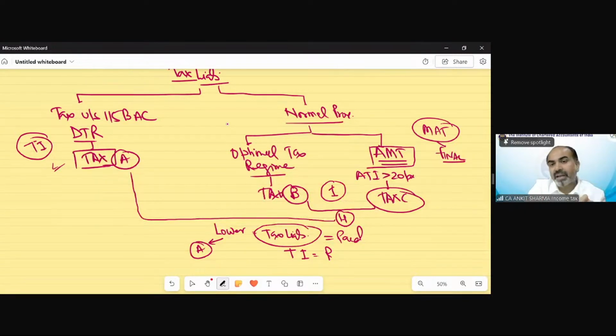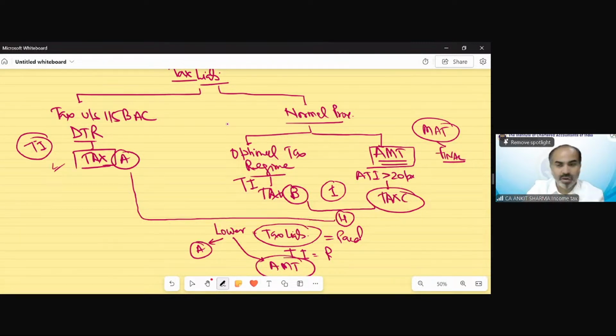If the lower value is this B part, then that will be the tax liability, and the TI which belongs here will be called my total income. And the same, if the lower value is tax C, then tax C will be my tax liability, and the respective ATI will be called my total income. Clear? If the lower value comes out as AMT, that means tax C is the lowest value.